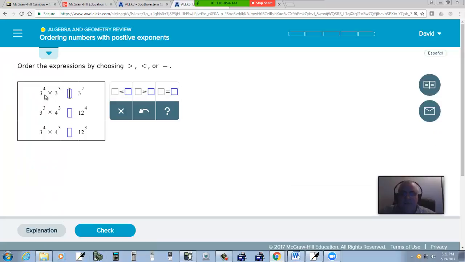3 to the 4th is 81. 3 to the 3rd is 27. But even more than that, we talked earlier in the video where if you got 3 to the power times 3 to the power, you add the exponents. So this would be an equals.